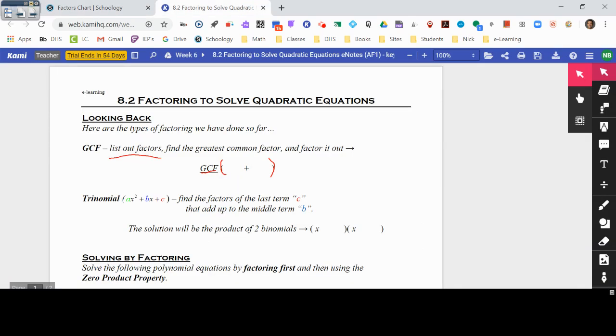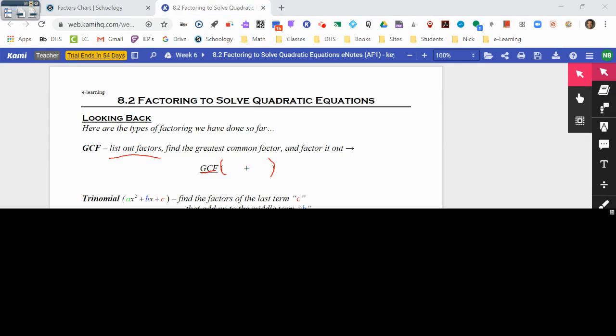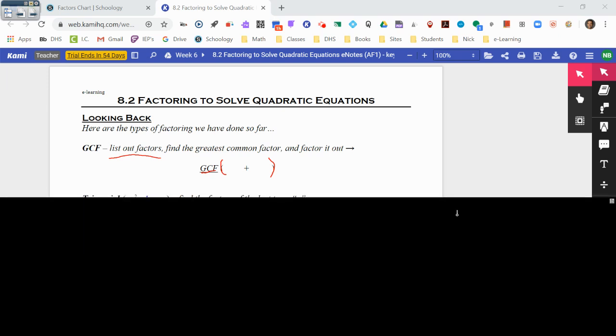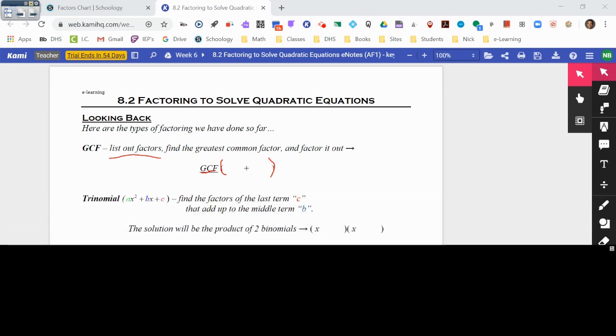Going back, the first type is the GCF, or greatest common factor. The second type is the trinomial, where we have ax squared plus bx plus c. Three terms make up our trinomial. With this type of problem, we want to find the factors of our last term, the c value, that add up to the middle term, our b value. Your solution will be the product of 2 binomials, where we have 2 sets of parentheses, with an x and an x.